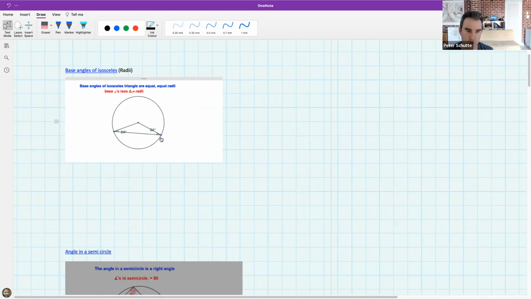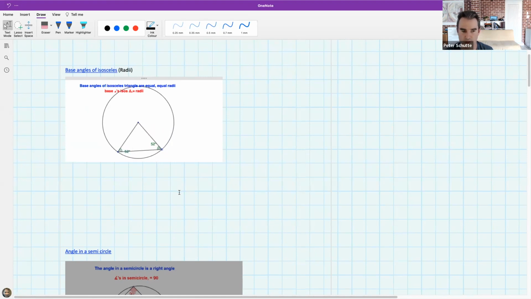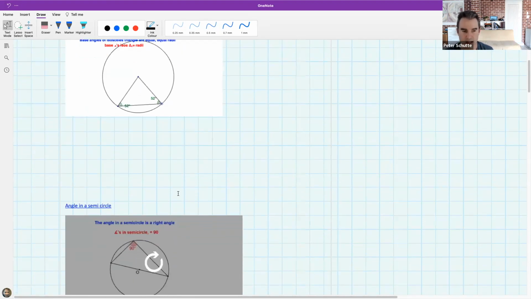And if you join two radii together, you get triangles where the base angles of the triangle are equal to each other. So you're always going to have these isosceles triangles when you have a circle and you have radii. So that's like point one.